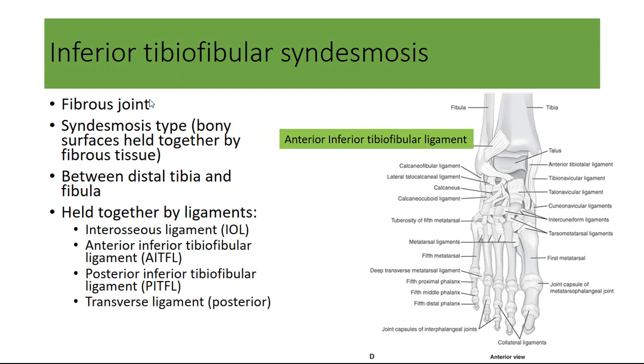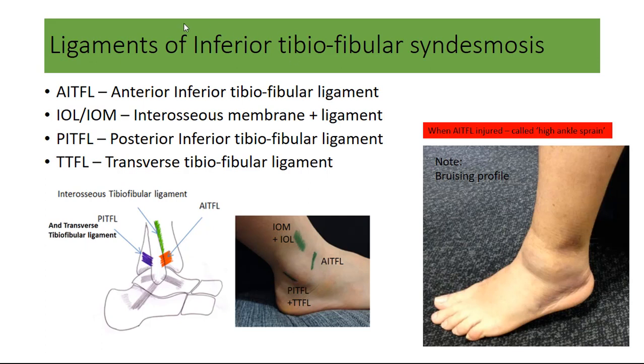As I said before, it's a fibrous joint, and it's held together by fibrous tissue and ligaments, and there's a few ligaments that hold it together. The interosseous ligament, which is just a thickened end of that interosseous membrane, then the AITFL, which is the anterior inferior tibiofibular ligament, which is anterior, then the PITFL, which is posterior, and what we call the transverse ligament, which is really a component of this PITFL. I'll just focus on the AITFL and the interosseous membrane in this presentation, because we're just looking at the anterior ankle.